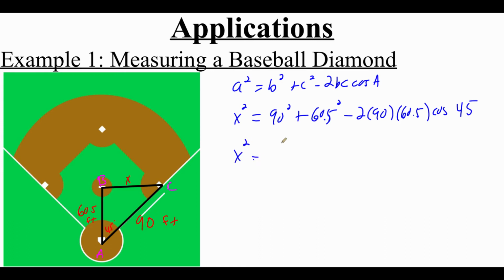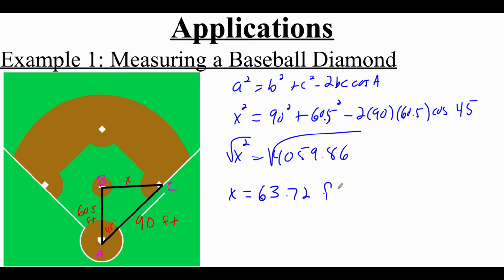Now, if I type that right-hand side into my calculator, we should get about 4,059.86. But I don't want x squared, I just want x. So I'm going to have to square root both sides. So then that x ends up being a distance of about 63.72 feet. So just a little bit short of 64 feet from the middle of the pitching rubber over to the back corner of first base.